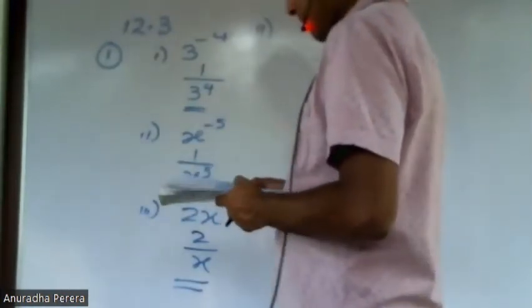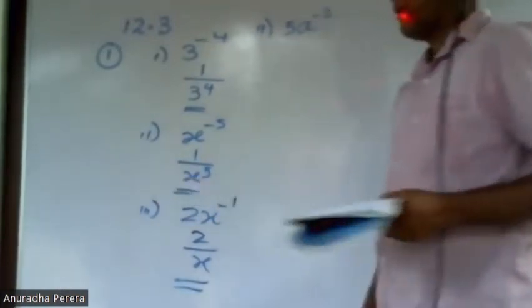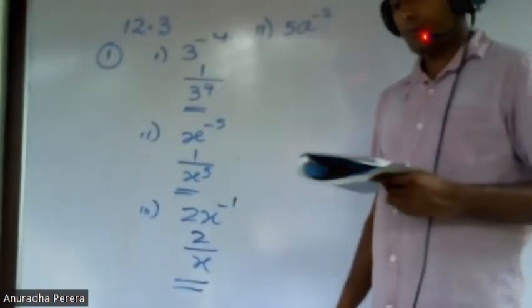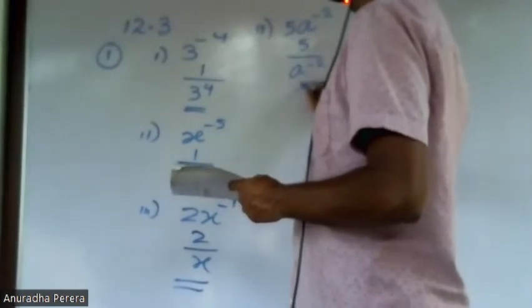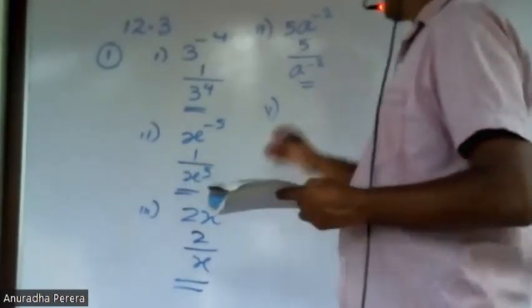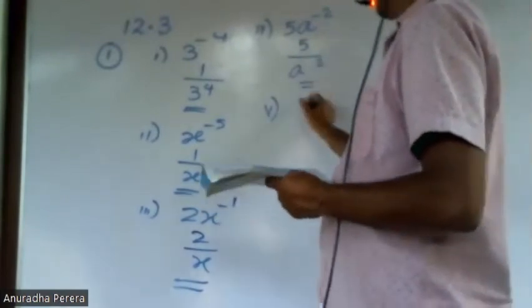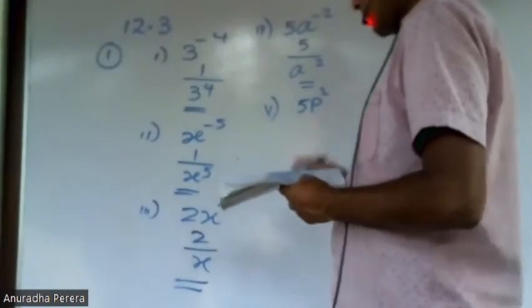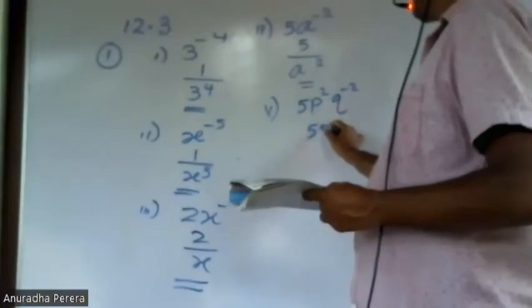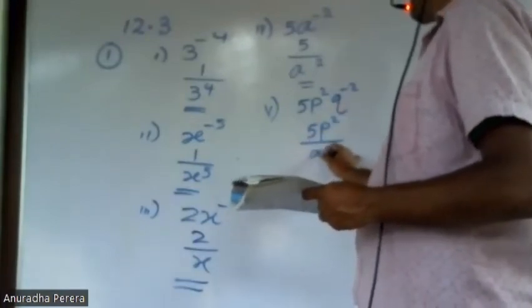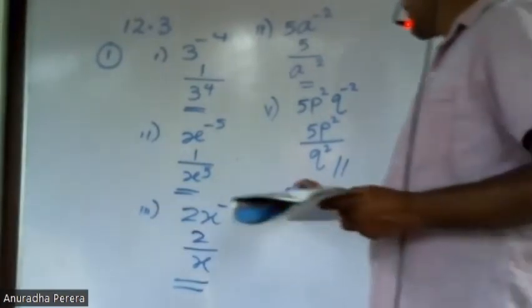Fourth one, 5a to the power minus 2. Write with the positive indices: 5 over a to the power 2. Fifth question, 5b squared q to the power minus 2. Write this with the positive indices: 5b squared over q to the power 2.